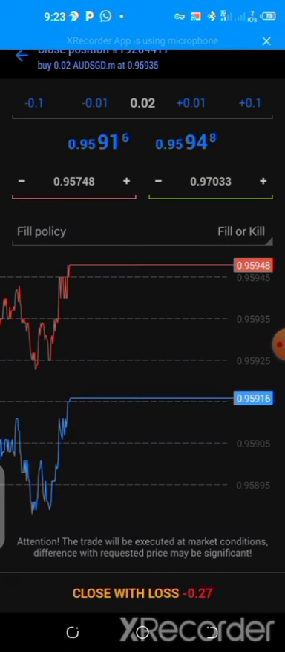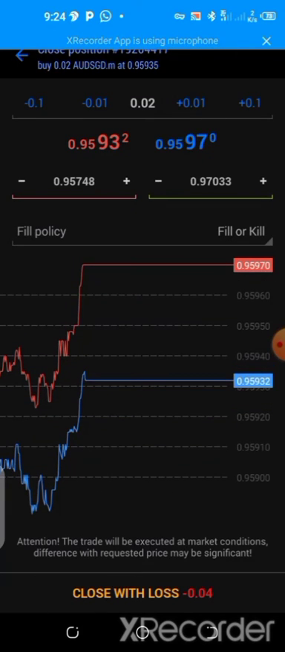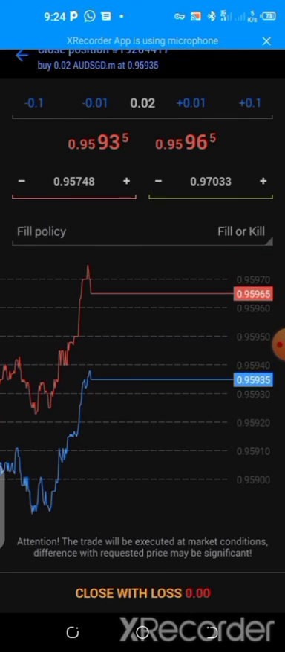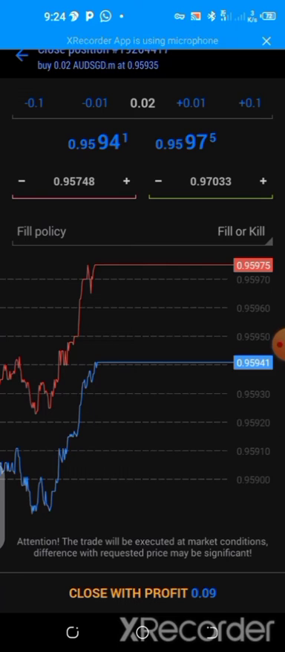They show you down here close. Close with loss. It asks if you are willing to close this trade with loss. You say yes, you want to close them. See, you don't have to go for profit. If I want to close them, I close, and if there is any loss, I take the loss.